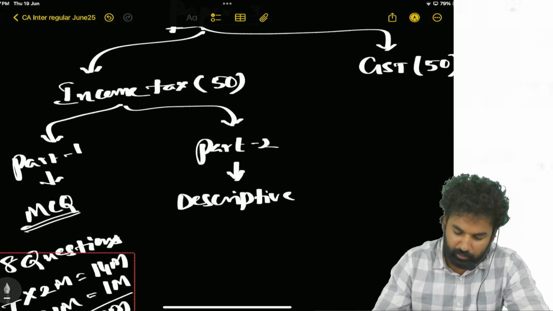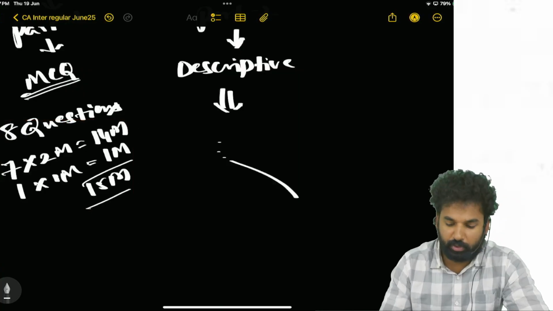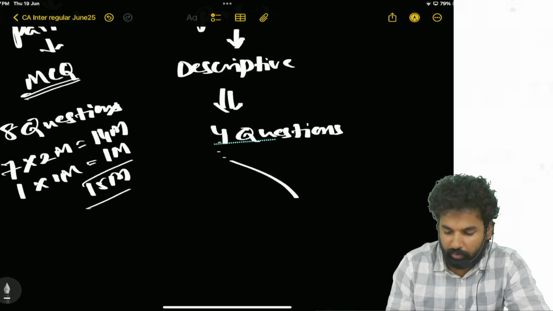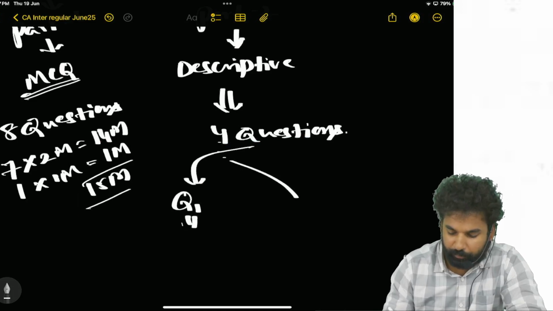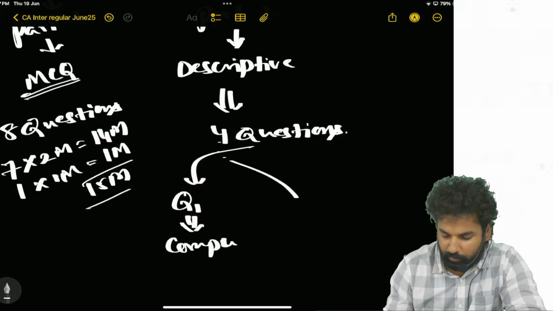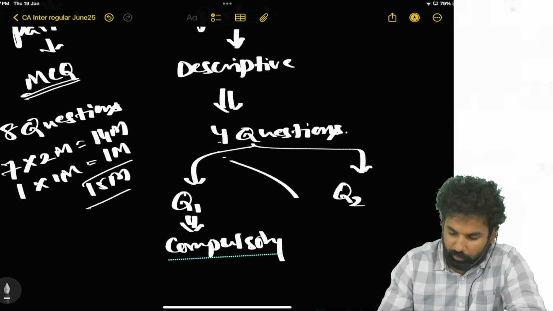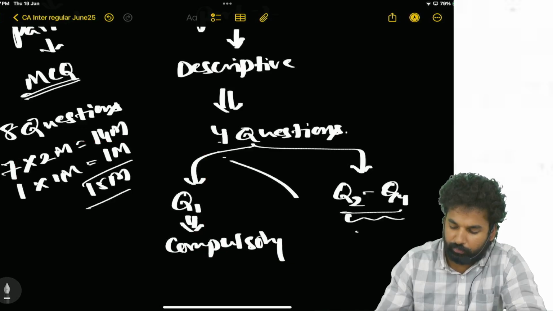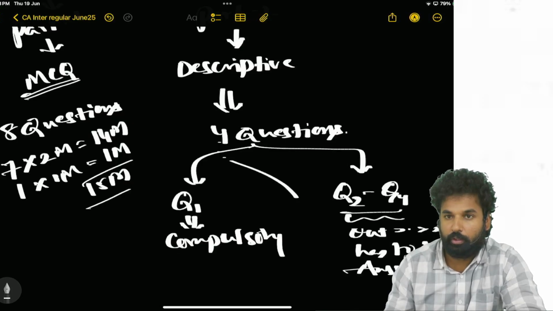In GST also, part 1 and part 2 will be there. The descriptive part will have 4 questions. Question number 1 will be a compulsory question. From question number 2 to question number 4, out of the 3 questions, 2 have to be answered.